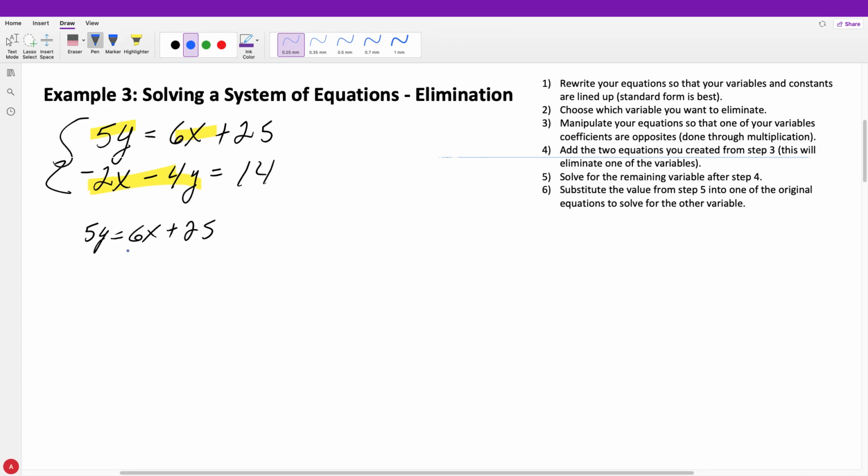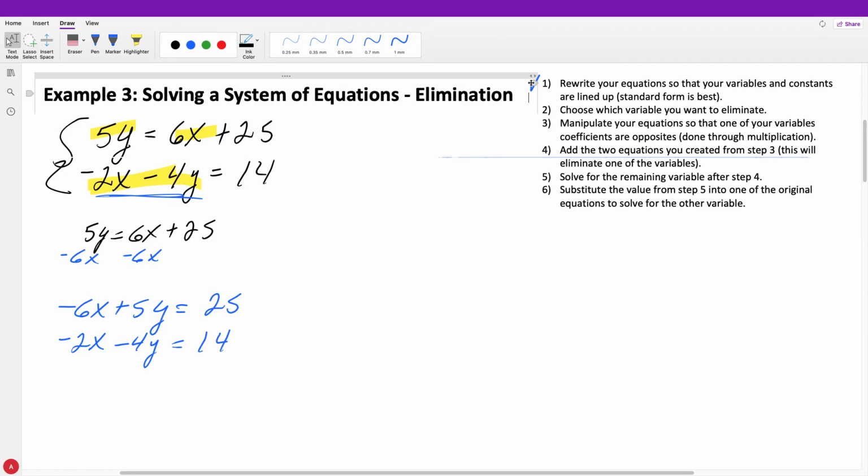And I'm going to now move my x to the same side as my y, since my other equation had the x and y's together. So now I have -6x + 5y = 25. Right? And then I still have the equation of -2x - 4y = 14. So for this one, I needed to actually rewrite them.